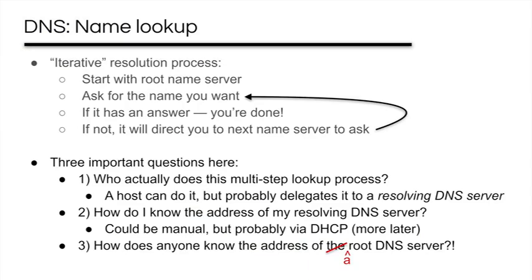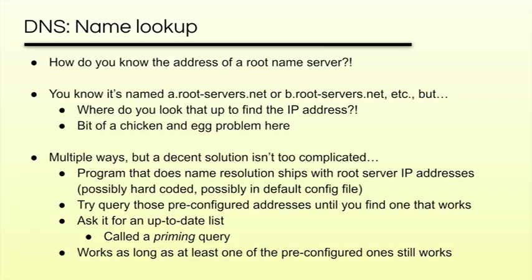Okay, so how does anyone know the address of a root DNS server? We know that it's named a.rootservers.net or b.rootservers.net and so on, but where do you look that up to actually find its IP address? We've got a bit of a chicken and egg problem here. There are multiple ways that you might do this, but a pretty decent solution isn't too complicated, and is generally how it's done.